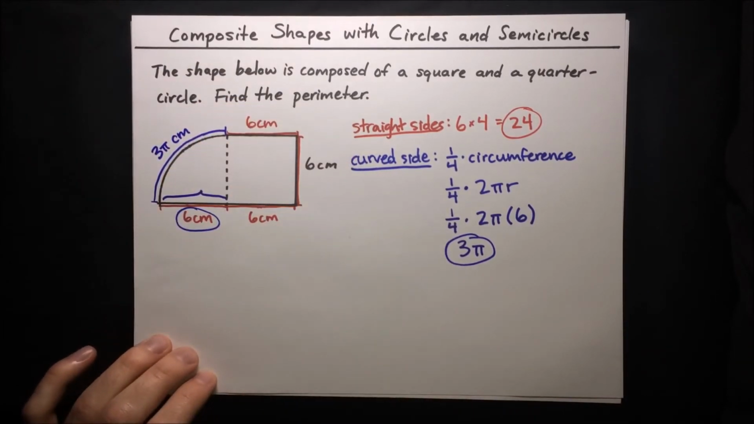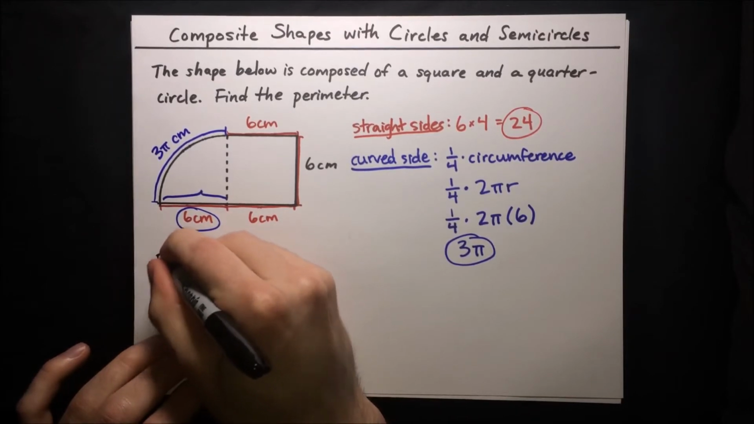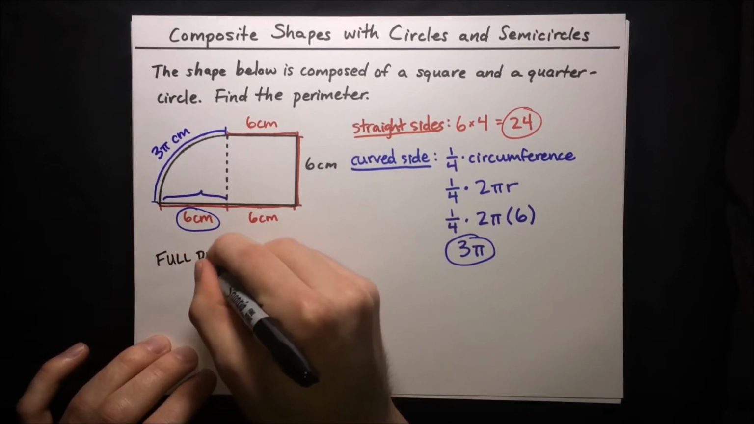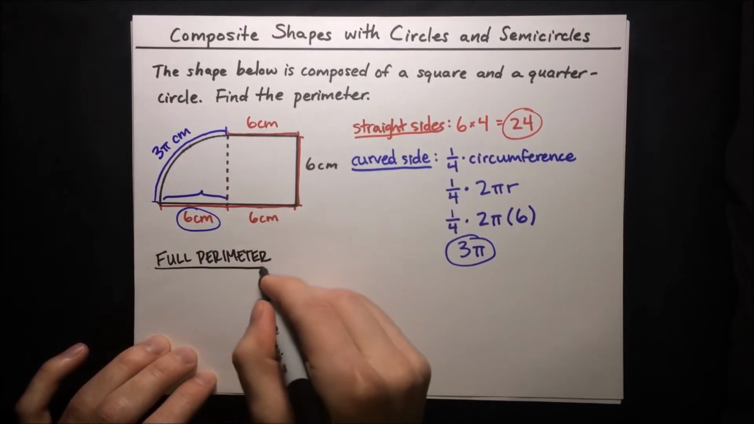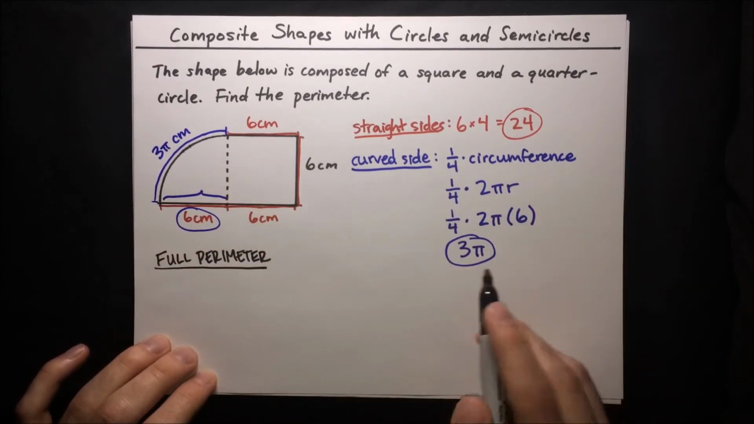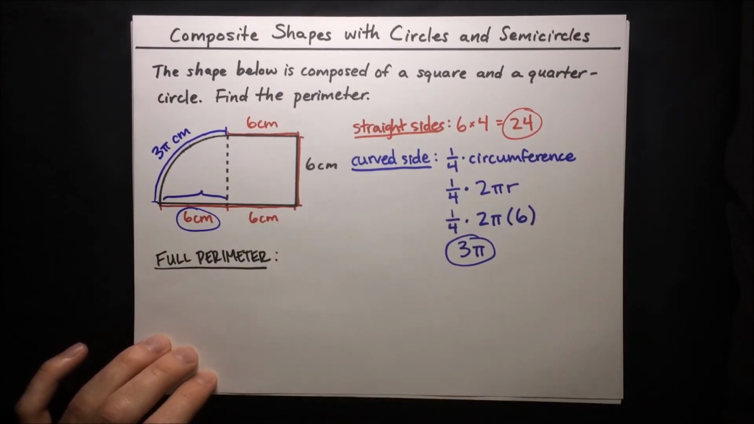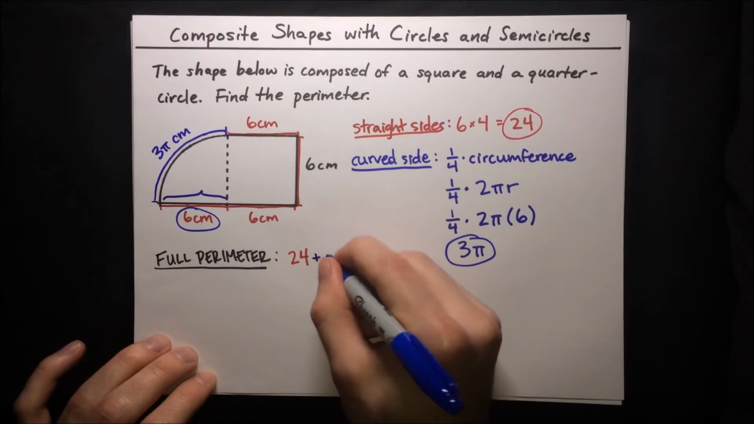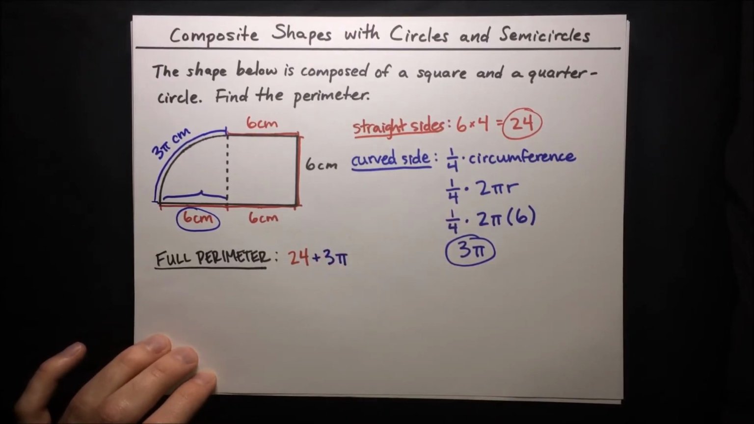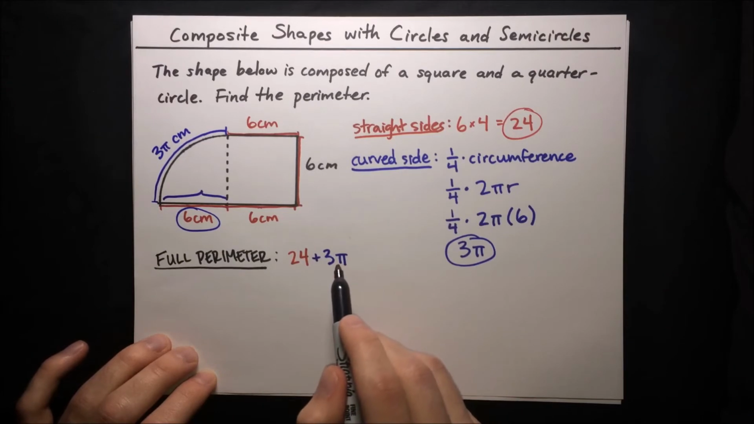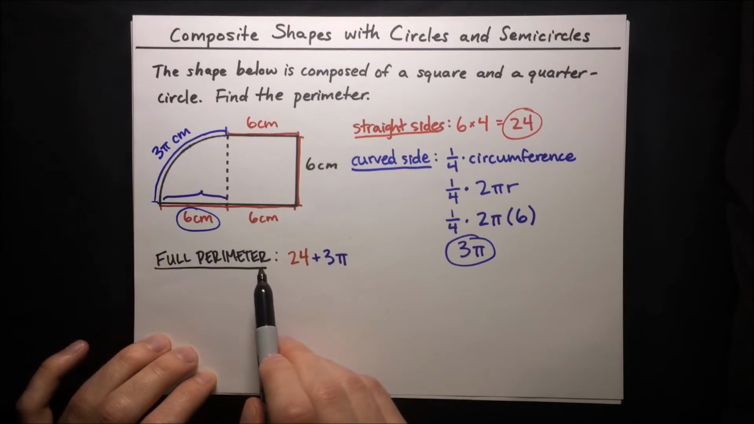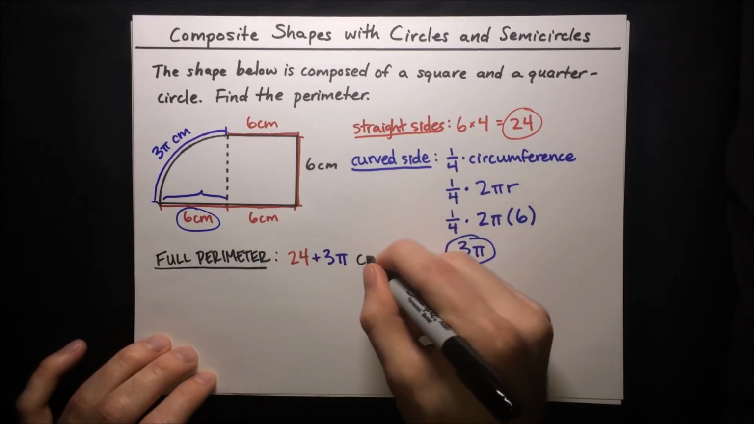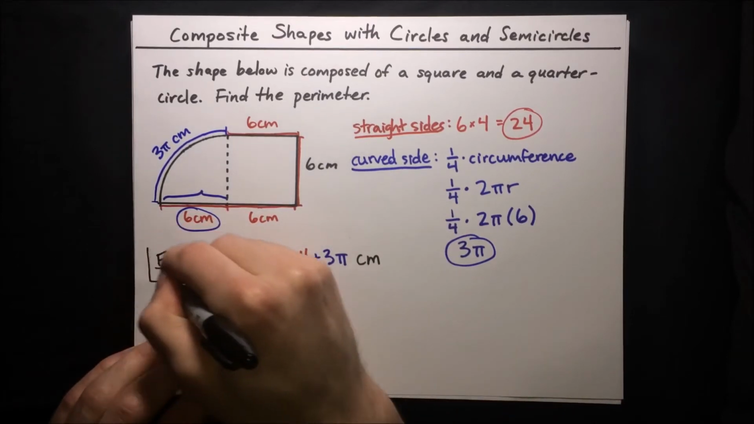And now we're in a good position to find the full perimeter. The full perimeter is just the sum of all the sides, so we can add the two results that we got from before. We just have 24 plus our 3 pi. And let's put some units on that because it's our final answer, and we need units. Units is centimeters all throughout, and perimeter is just linear units, so that just stays as centimeters. So this is our full perimeter.